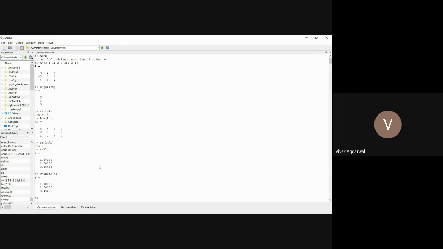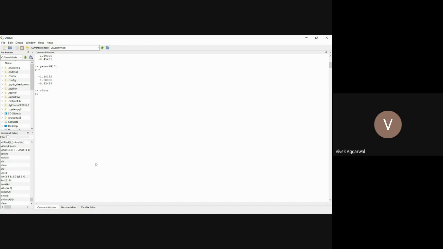Now what I'm going to do is that let's take a matrix which is a very big matrix and which is also not a square matrix. So let's take this one. So first I will clear all this data and I will write CLC. So clear the command window.